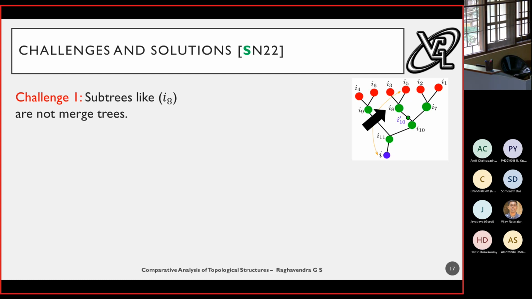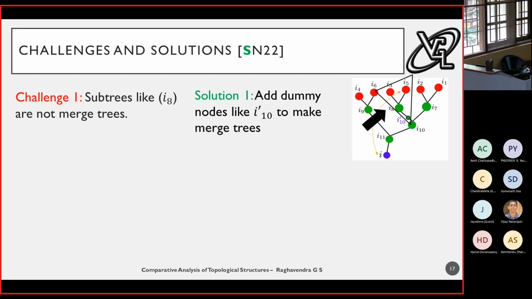If we apply persistence computation, this node will be paired with this node, but the node I5 wouldn't have any pair in the subtree. It would be paired to some other node which is outside this subtree. So this violates the assumption that all our comparison happens between merge trees. So what we do is add a dummy node here to construct a merge tree out of the original tree, and the function value of this dummy node is defined as a small difference from the root node here. By this we make all comparisons happen with respect to merge trees.